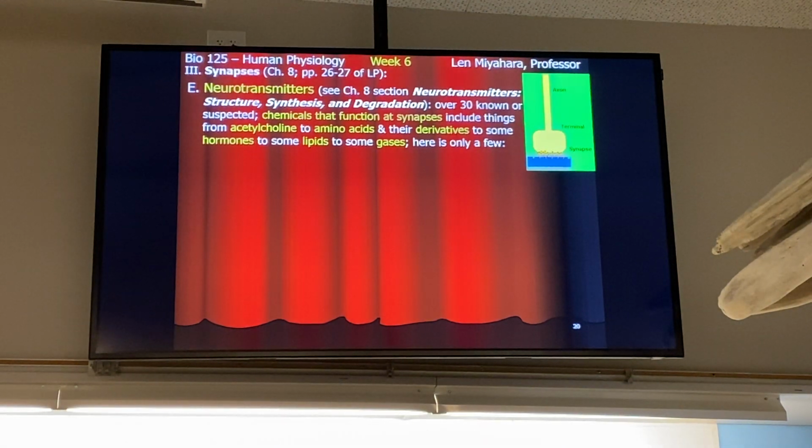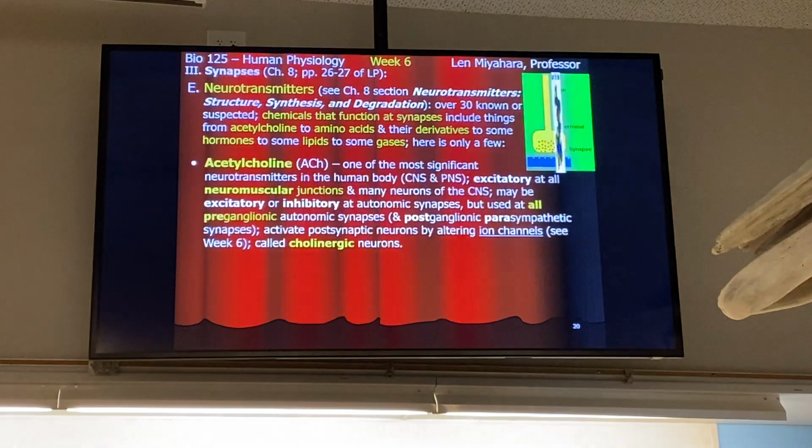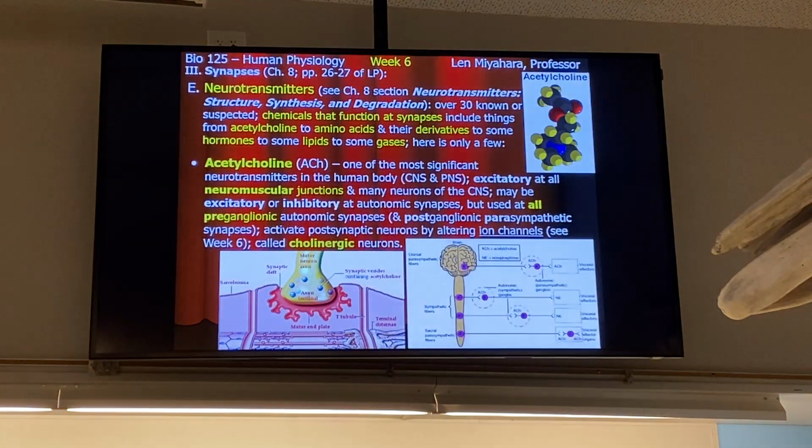All right, there's a ton of neurotransmitters, there's over 30. I'm going to hold you to what I cover in the PowerPoint. Set it up like an outline. Oh boy.